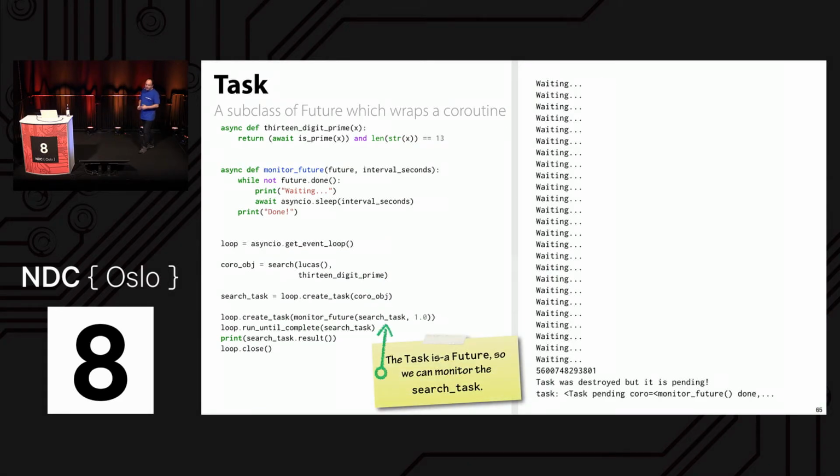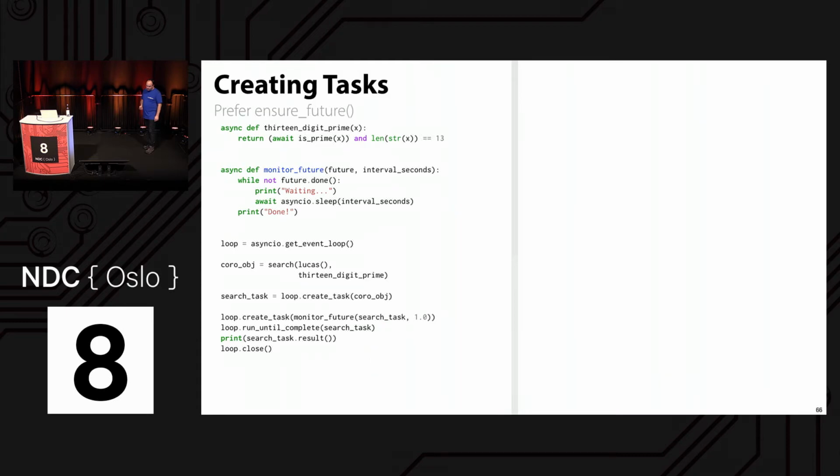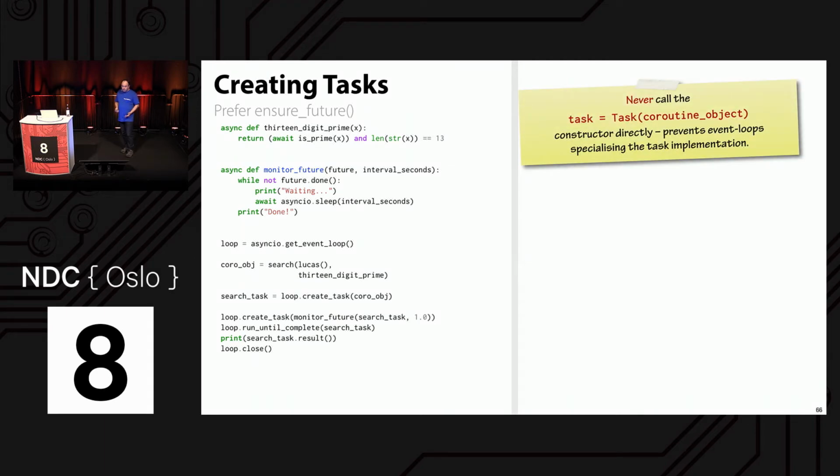Yeah, so there we are. The task is a future, so we can directly monitor the task rather than the future. When it comes to creating tasks, again, there's a very tempting task constructor. And for the same reasons as futures, you shouldn't ever use this, even though it's there in the API, because it prevents the event loop specializing the implementation.